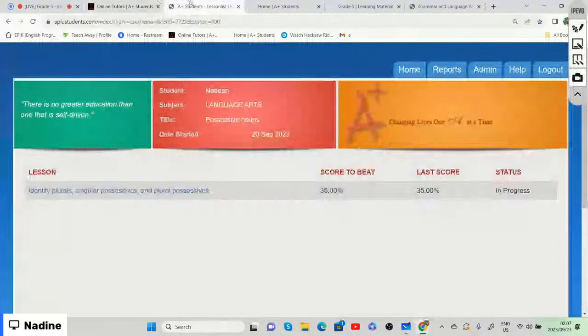You're going to click on possessive nouns. Once you've clicked on possessive nouns, you'll find this page in front of you. Our focus lesson is going to be identifying plurals, singular possessives, and plural possessives. Like I said, we also did a similar lesson during the week, and this is just a follow-up on possessive nouns.